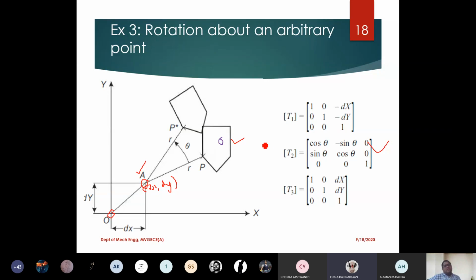Okay, in the first translation, what is happening? The point is brought from arbitrary to origin. Excellent. This point actually, I want to bring it to origin. Why do you need to bring it to origin? Once I bring it to origin, then only I can make use of the fundamental transformation, which allows me to rotate about origin, right? Which allows only to rotate about origin.